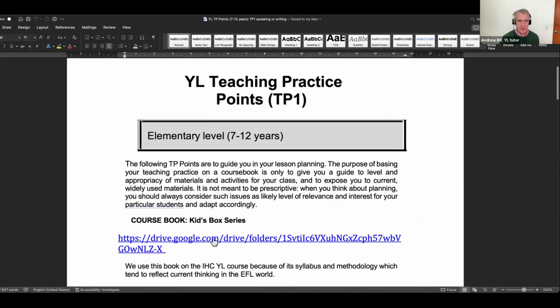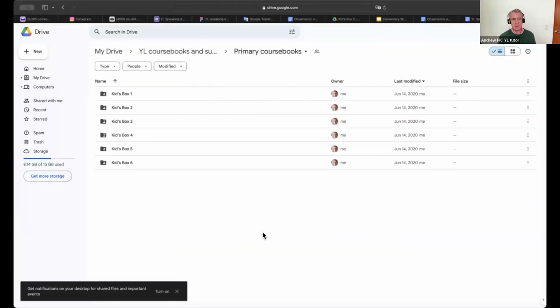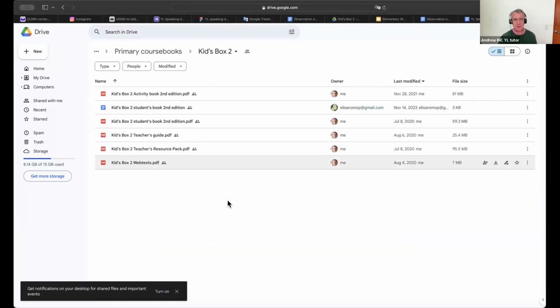So let's have a look in the drive here. And there it is. You can see Kids Box 2 when you click through to the Google Drive. See that? It's a good idea to download Kids Box 2 straight away, so you have it on your computer. All of these are useful to have.